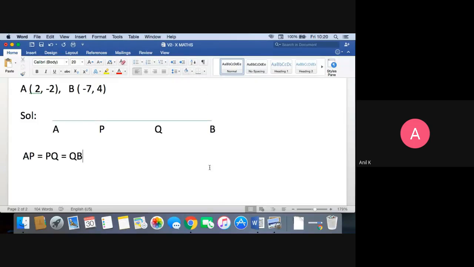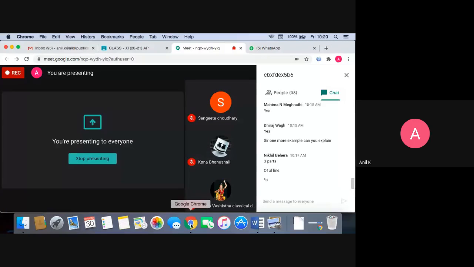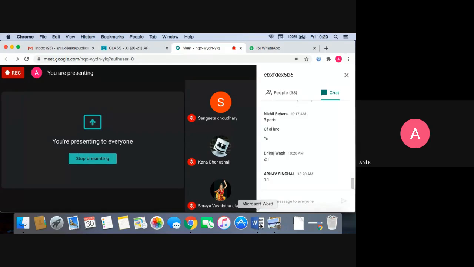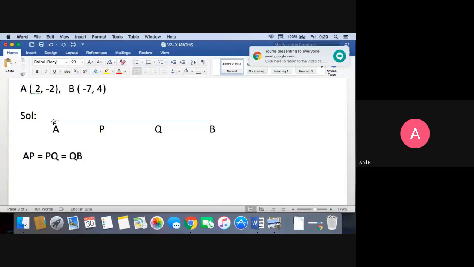AP is to PB. Can you guess what is the ratio? Anyone? 2 is to 1, 1 is to 1, 1 is to 2. Now, one more option is left, 2 is to 2. Yeah, the correct answer is 1 is to 2, because these are the three parts. AP will be one part and PB will be two parts. So AP is to PB will be 1 is to 2.